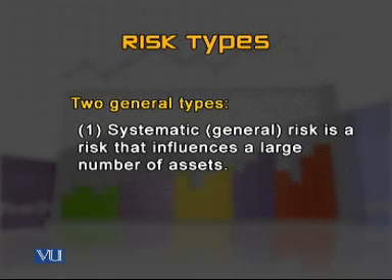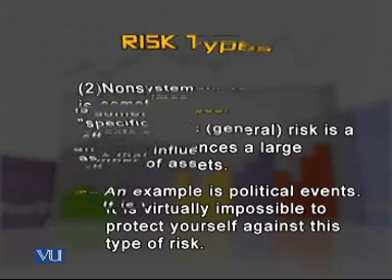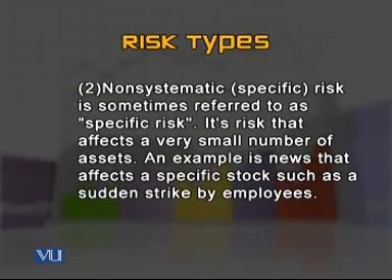So a general risk is one that influences a large number of assets, any kinds of assets. Maybe political events would be a good example of that. But if you're looking at specific risk, we're talking about a risk that's affecting a small number of assets. Maybe an industry, maybe your particular stock. An example would be news affecting a specific stock, maybe a strike by the employees of a particular company, or maybe some sort of a disaster in the company itself.